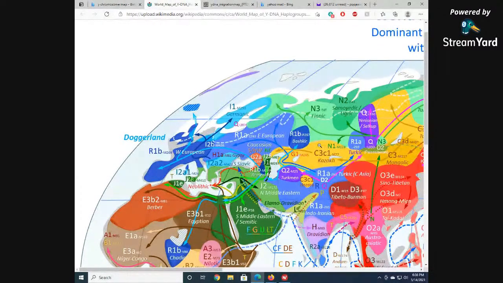Of course, even if you go up into Finland here, there are people that have Asiatic features, which is the N Y chromosome, of course, is Asiatic as well. And the R is too.